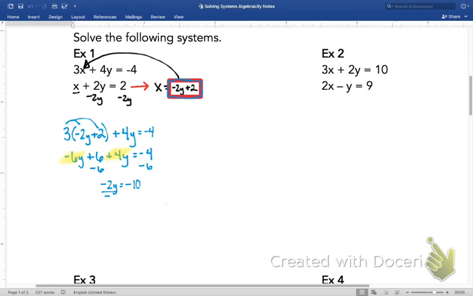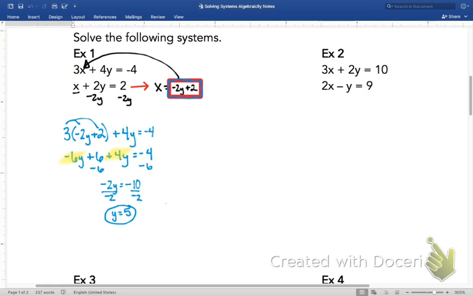And then I'm going to divide by negative 2. So my y value is a positive 5. Now, I am not finished. I only have one variable. I have to solve for x and y. What would be the smartest place to plug y equal to 5 in? The second equation. Where at in the second equation?